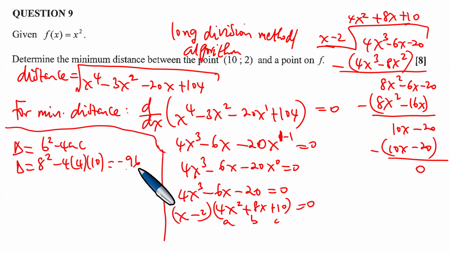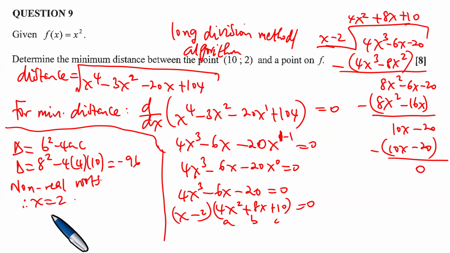If the discriminant is negative, it means that you have non-real roots. Therefore, x equals 2 in the distance. So we continue, in the distance.